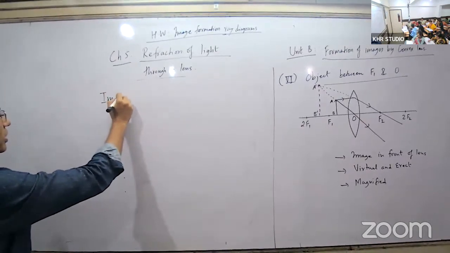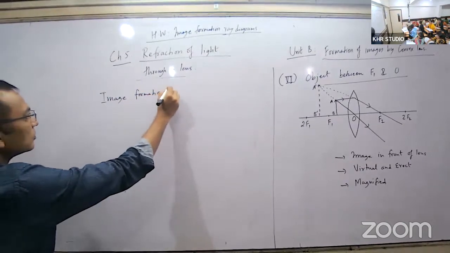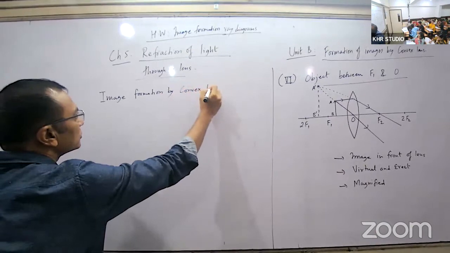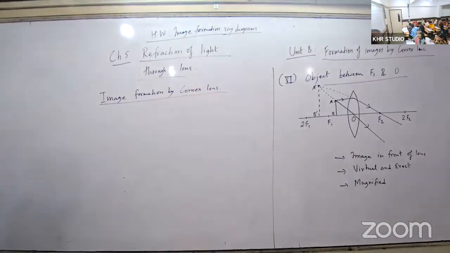Image formed by convex lens. In a convex lens there are only two positions, which? Object at infinity.